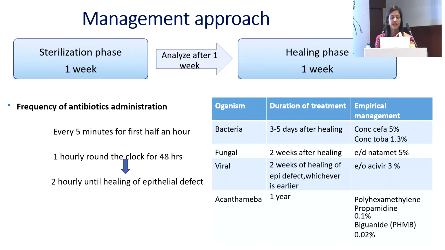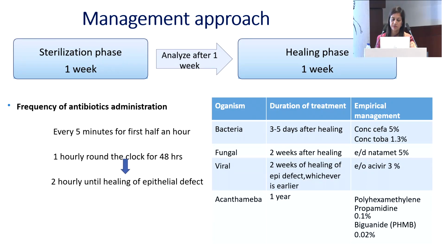So for management, for the first 1 week the ulcer is in the sterilization phase. After the sterilization phase, you have to analyze the patient after 1 week, whether it comes to the healing phase or not. The frequency of antibiotic administration is: first give the loading dose every 5 minutes for the first half an hour, then 1 hourly round the clock for 48 hours, and then 2 hourly until you see healing of the epithelial defect. Usually bacteria should respond within 3 to 5 days after healing.